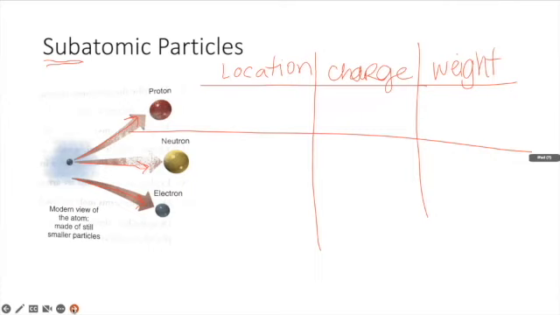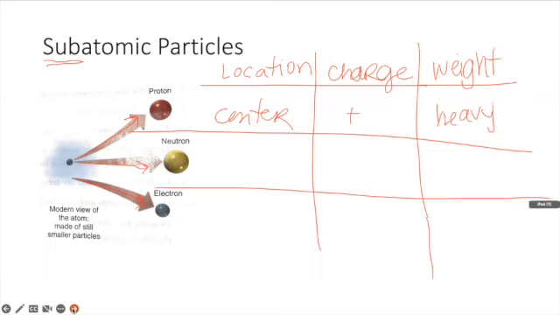Protons are in the center. They have a positive charge, and they're pretty heavy. I mean, not heavy, but heavy in comparison to the electron and the neutron. So the neutron also hangs out in the center. It doesn't have a charge, though. He is neutral. He is Switzerland. And he is also heavy.